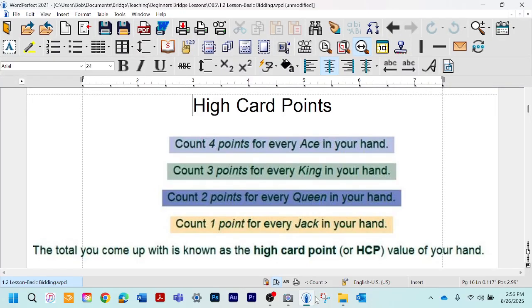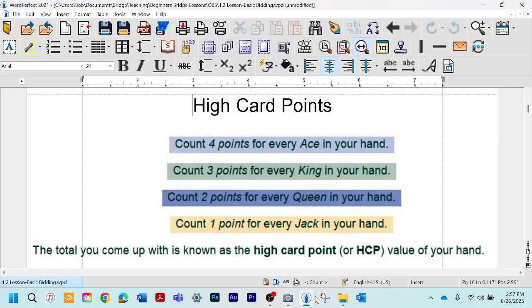Charles Goren gave us the high card point system. Very simple. Give yourself 4 points for every ace, 3 points for every king, 2 points for every queen, 1 point for every jack. If you add all that up, it's 10 points. Every suit has 10 points. And since there's 4 suits, there's a maximum of 40 points in the deck.